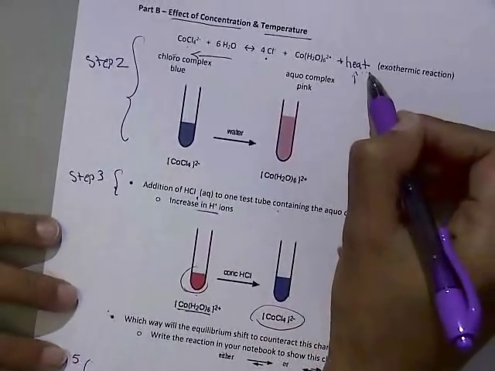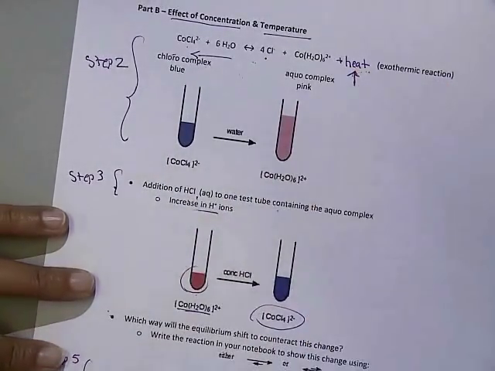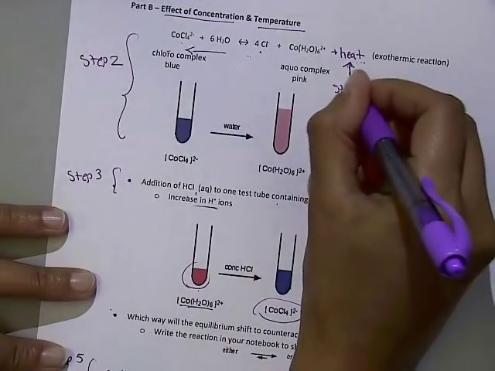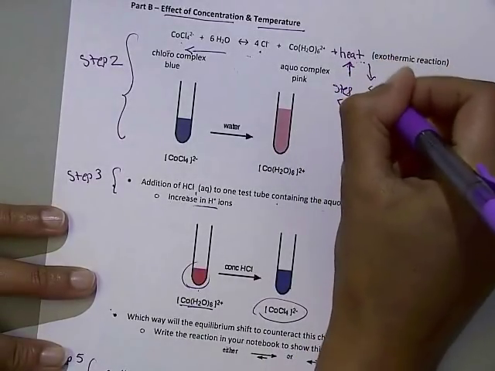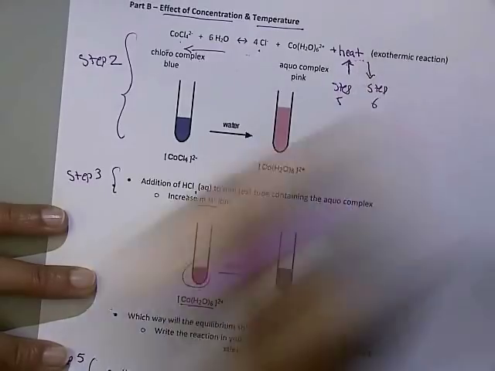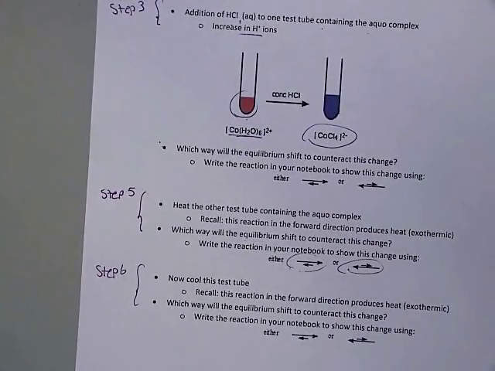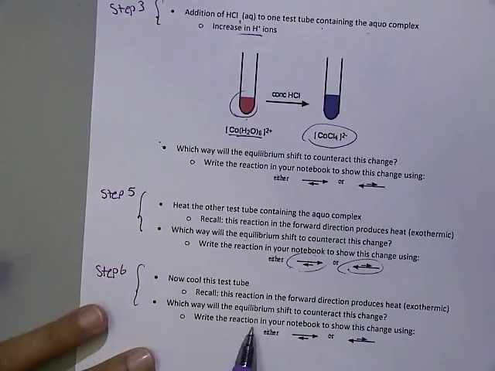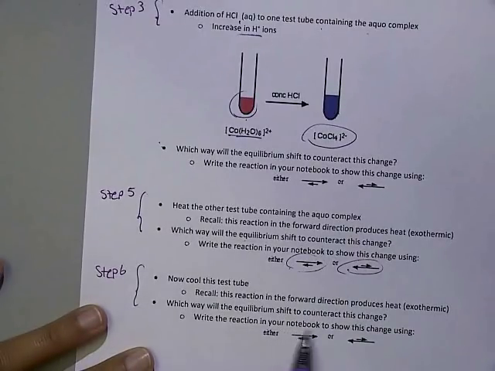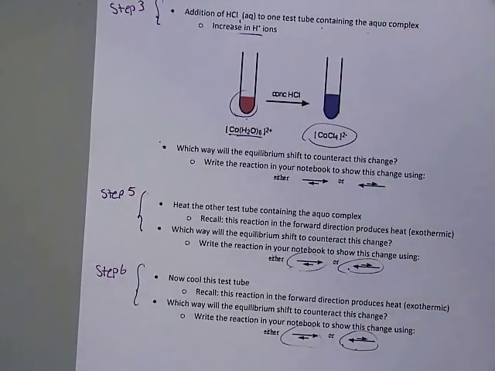So remember, heat is a product, so in one step we've increased it, this is in step 5. In step 6, we're cooling it, so therefore we're decreasing heat. Again, I want you to note color changes, always make observations, but I want you to also write the reaction in your notebook and show which way the equilibrium is shifting to counteract this change.